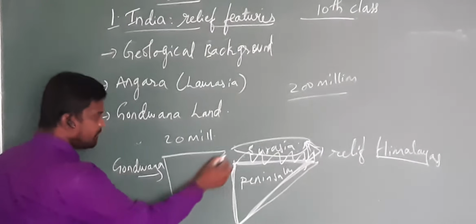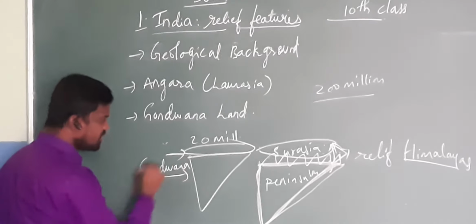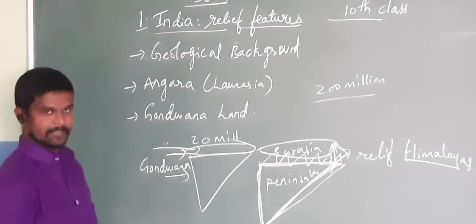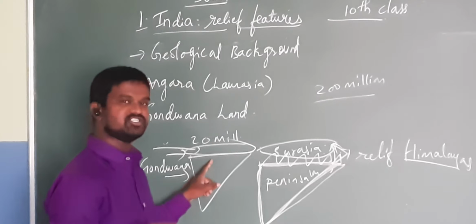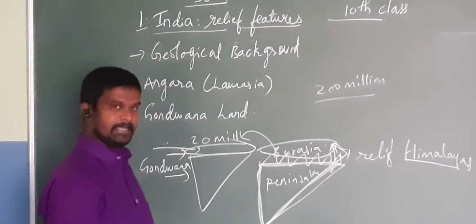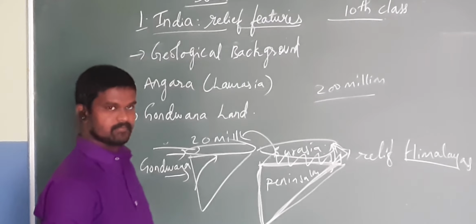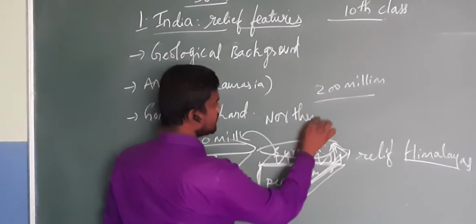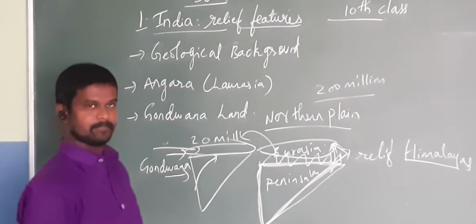And our peninsular plate broke off in the north corner part. This north corner part broke off into pieces and formed a shallow basin. This basin was filled with the sediments, pebbles and rocks carried by the Himalayan rivers from the northern side and peninsular rivers from the southern side. Due to this, the northern plain was formed, which is called the Indo-Gangetic Plain.